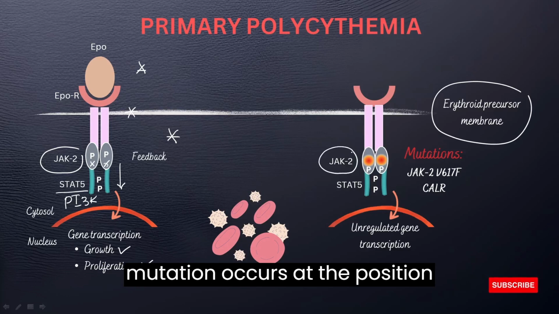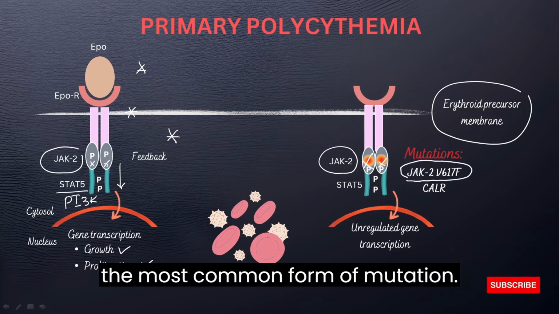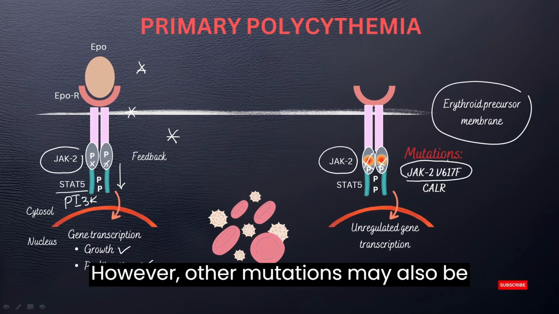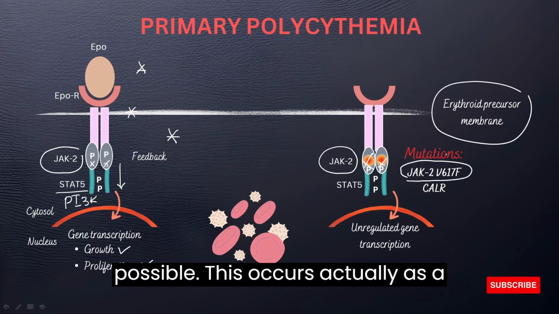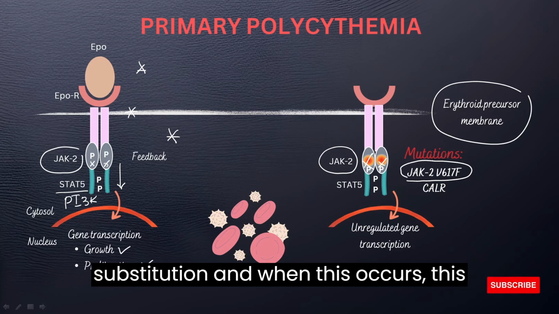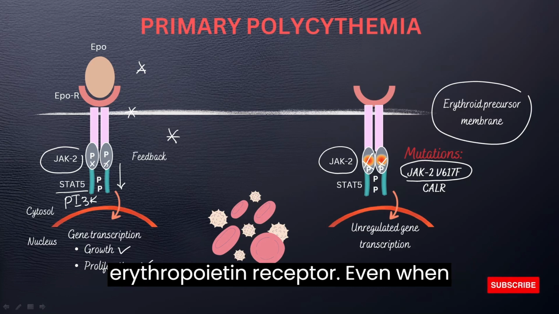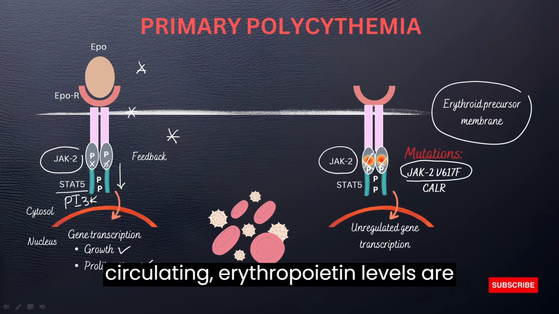Now, the mutation occurs at the position of V617F. This happens to be the most common form of mutation. However, other mutations may also be possible. This occurs actually as a result of valine to phenylalanine substitution. And when this occurs, this permanently turns on the signals in the erythropoietin receptor, even when circulating erythropoietin levels are low.